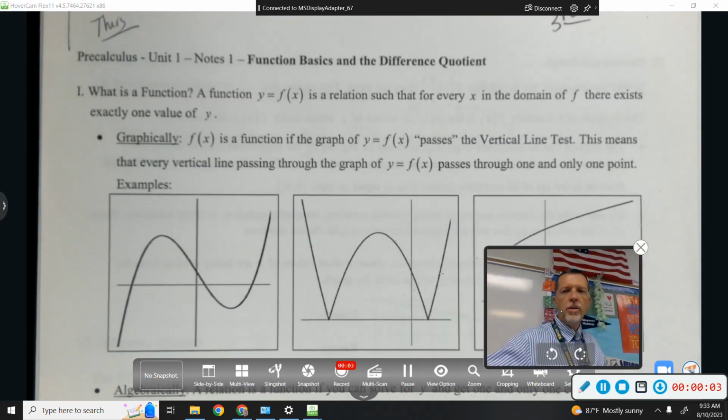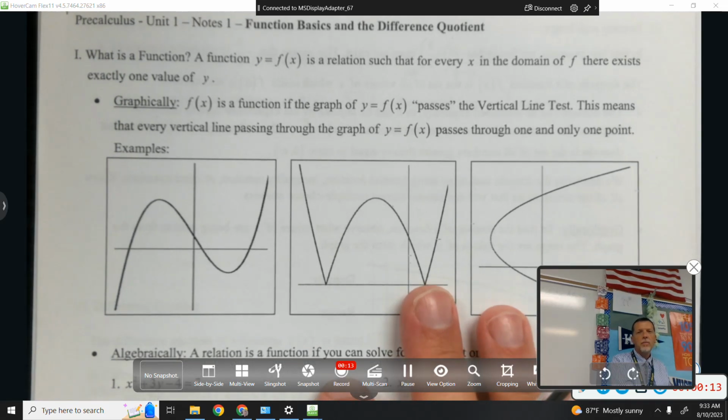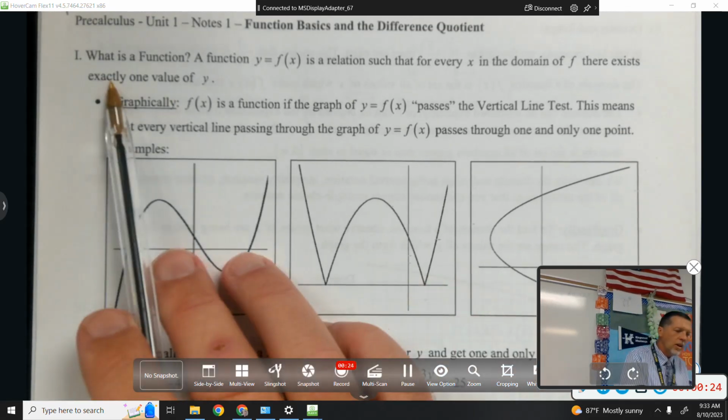All right, Unit 1, Day 1, Function Basics and Difference Quotient. I'm thinking you're going to know most of this already, but we'll walk through it as if you don't. We'll walk through it kind of quick. So if I'm going too quick, please ask questions. Please stop me, and we can stop and explain something or go a little deeper on something if we need to.